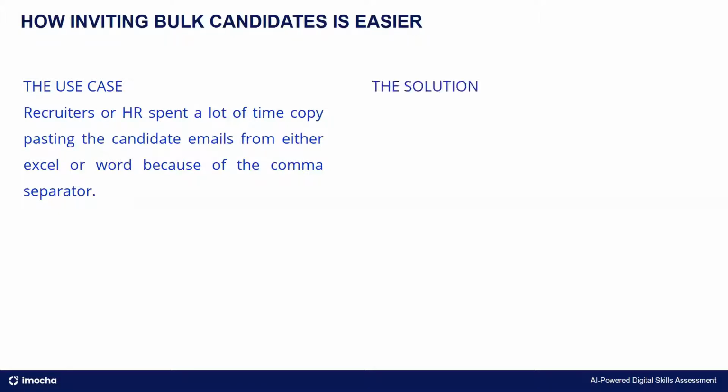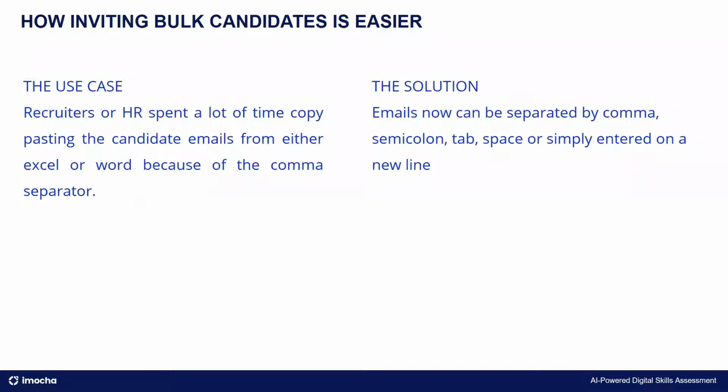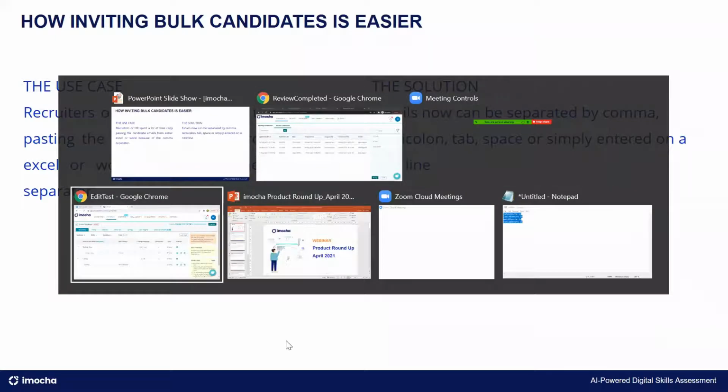All right. So the solution to this is, we now no longer only take commas as a separator. So emails can be separated by a comma. You can use a semicolon. You can use a tab, a space, or you can simply enter it on a new line. So what happens is, if you simply copy paste it from Excel, the system will take it. There will be no error message shown, and you don't have to keep on inserting a comma after each and every email. All right, so let's see how this is done in the platform.